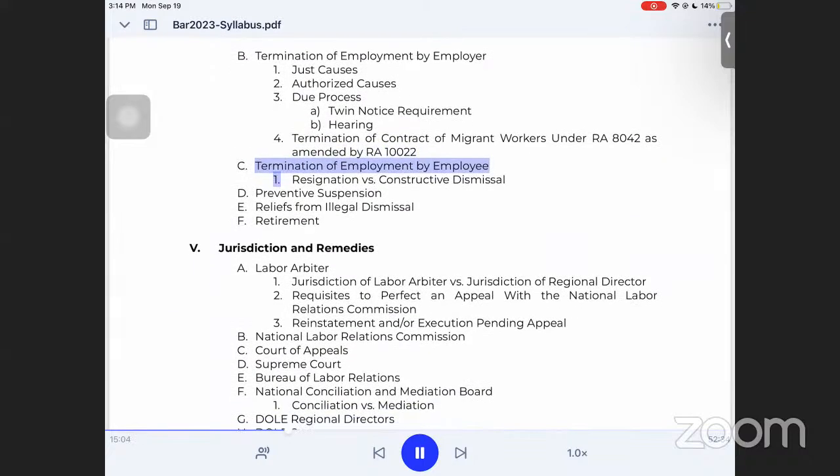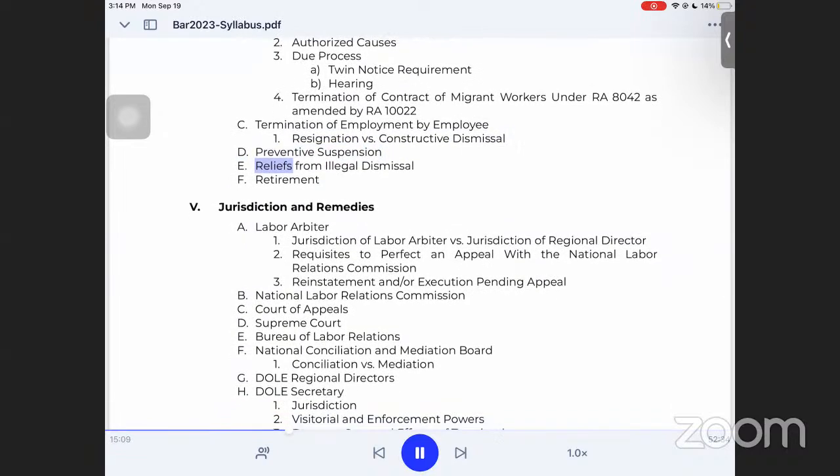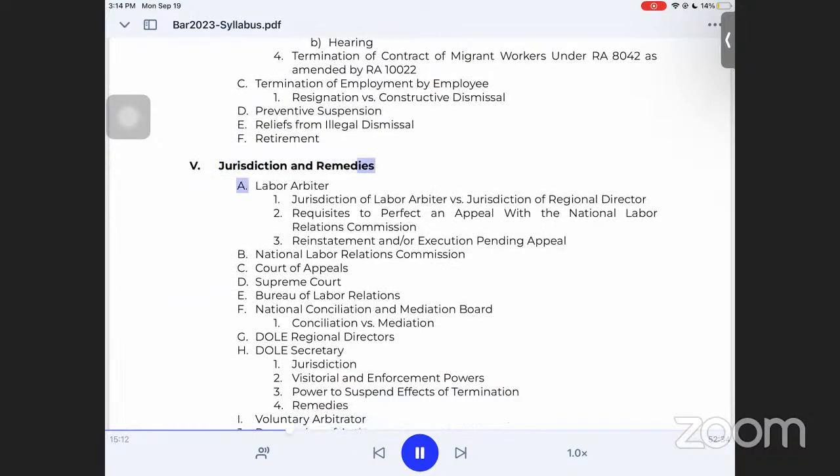C. Termination of employment by employee. 1. Resignation versus constructive dismissal. D. Preventive suspension. E. Reliefs from illegal dismissal. F. Retirement. V. Jurisdiction and remedies.